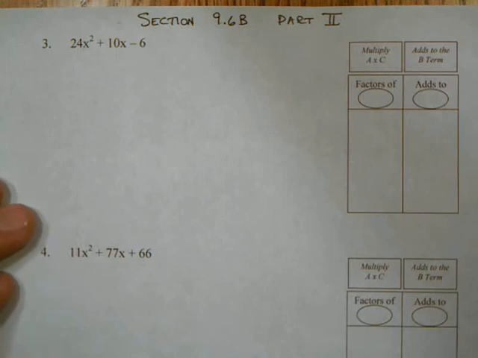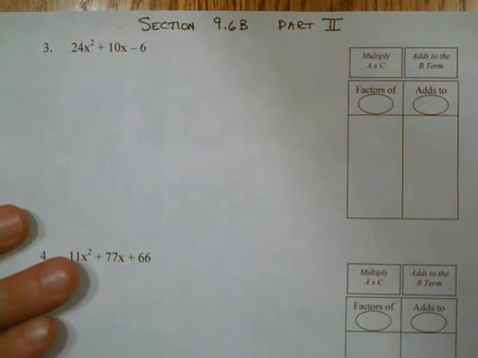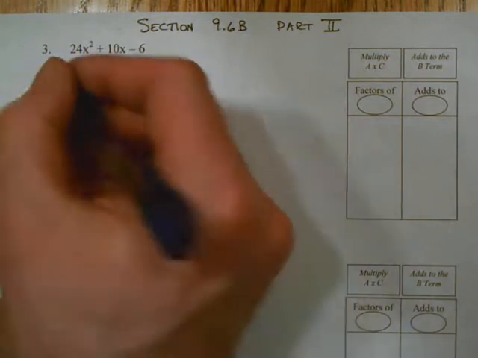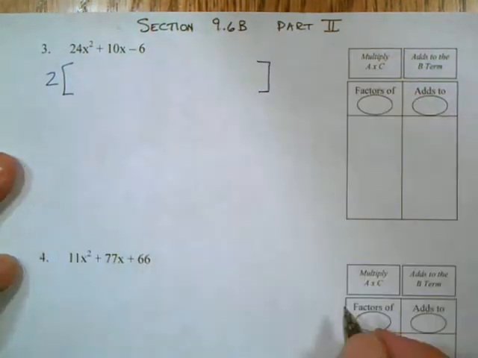This is section 9.6b part 2. We've been focusing in this section on taking a GCF out first. So let's look at number 3 together. Between 24, 10, and 6, our GCF is 2. I'm going to write it with large brackets and put the 2 out front.